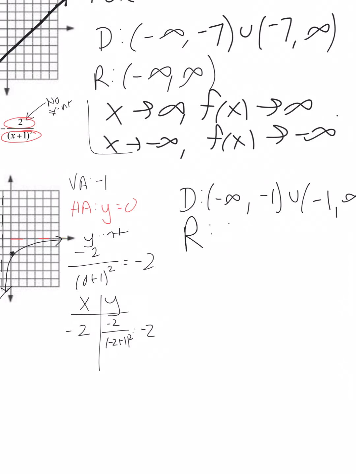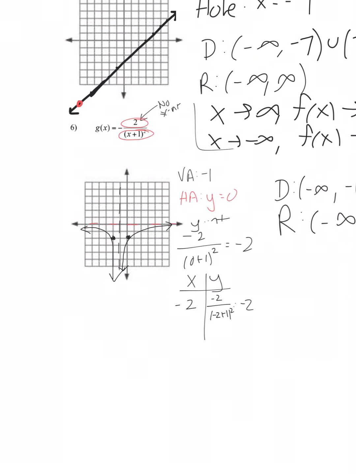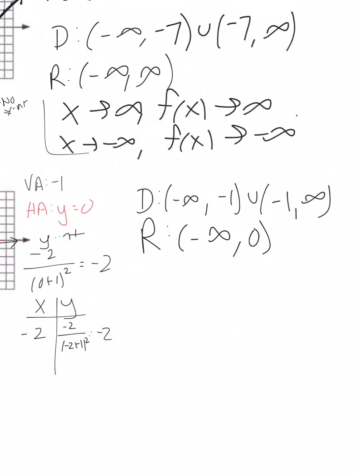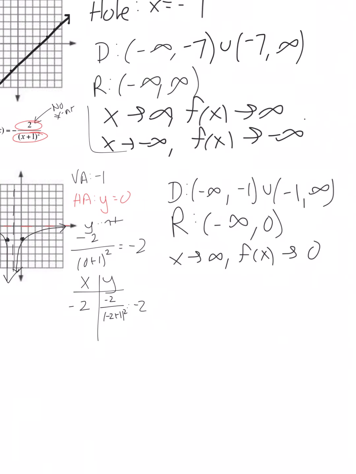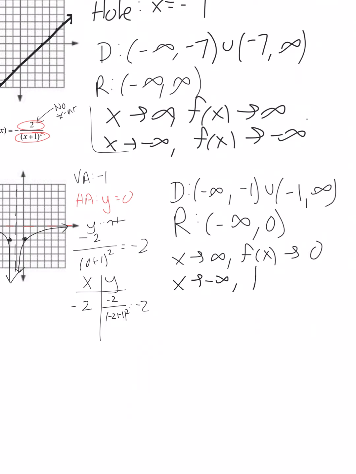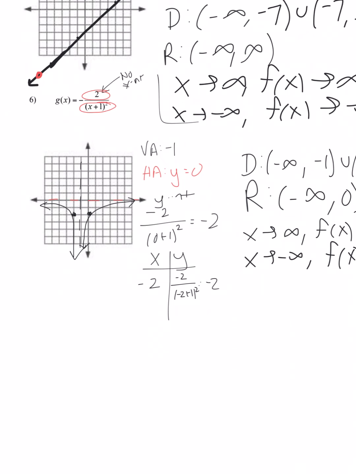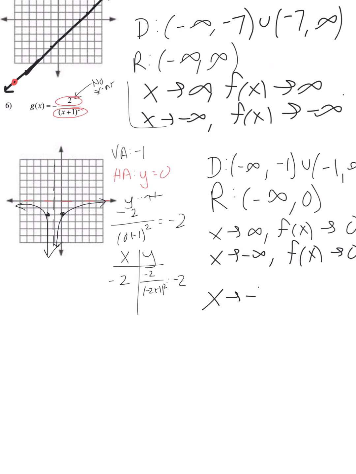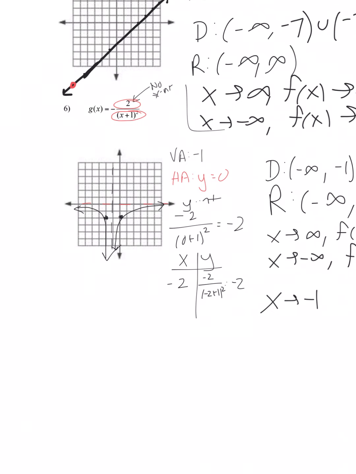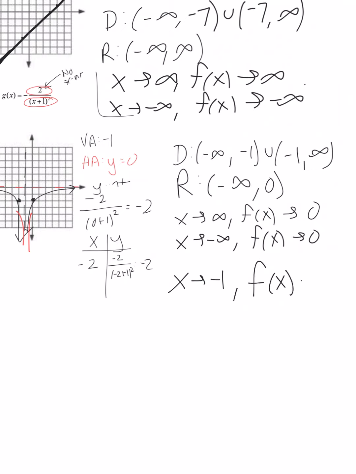My range goes to negative infinity, but it actually levels out at 0 where the graph never hits. So that would be my range. And lastly, for my end behaviors, as x goes to infinity, the function goes to 0, right? It flattens out. And as x goes to negative infinity, the function also goes to 0. Lastly, it talks about what happens at my asymptote. So when we get closer as x goes to negative 1, both sides of my graph actually venture down. So we would say as x gets closer to negative 1, the function goes to negative infinity.